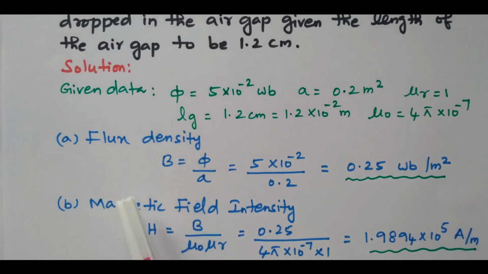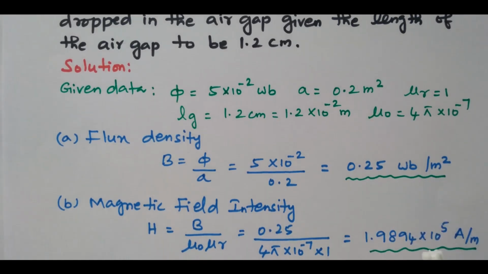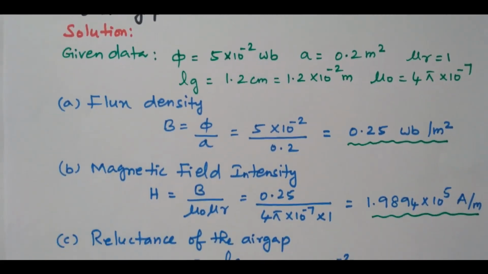Flux density B equal to phi by A, flux per unit area. The phi value is 5 into 10 to the power minus 2, and the area is 0.2. By simplifying this, we got 0.25 Weber per meter square. The unit of flux density is Weber per meter square. Now we'll go to the magnetic field intensity.